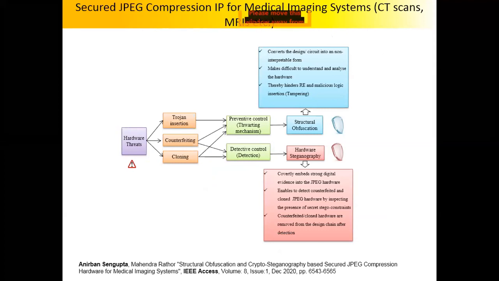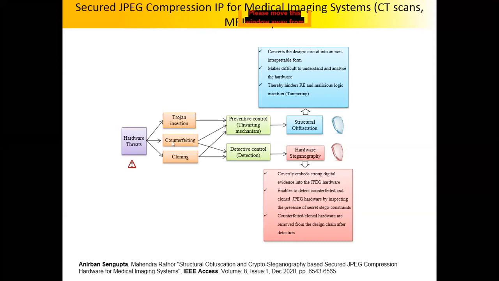So hardware threats: Trojan insertion is one, counterfeiting and cloning. We have three different types of threats that we are talking about. The thwarting mechanism, which is the preventive control mechanism, is structural obfuscation, and that could be applied to prevent against Trojan insertion and also to thwart the counterfeiting process and cloning process. So how is structural obfuscation done? We convert the design of the circuit into a non-interpretable form, okay? And that would make it difficult to understand and analyze the hardware. So therefore, the hindering of reverse engineering and malicious Trojans is possible. So tampering is prevented using this method, or at least we could say tampering is made more challenging to an attacker using this method.